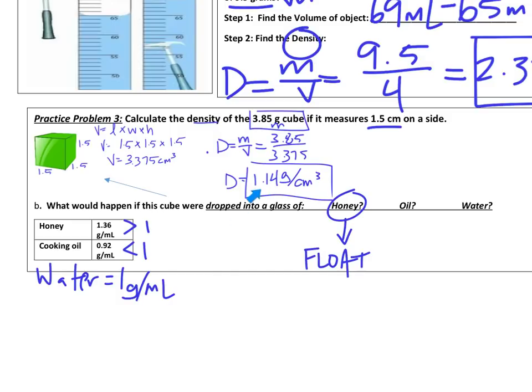Is 1.14 less than or greater than 0.92? Well, I know that it's greater than 0.92. So the block has a density of 1.14 grams compared to the oil that is greater than 0.92, so it's going to sink. And 1.14 is also greater than 1 for water, so it is also going to sink in water.